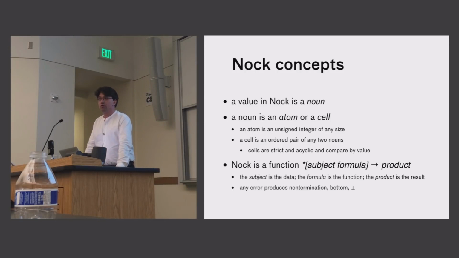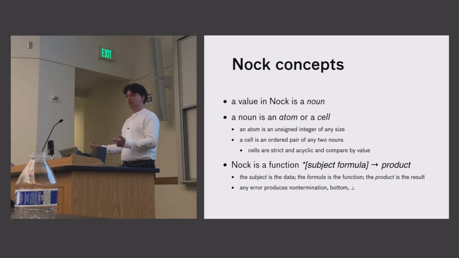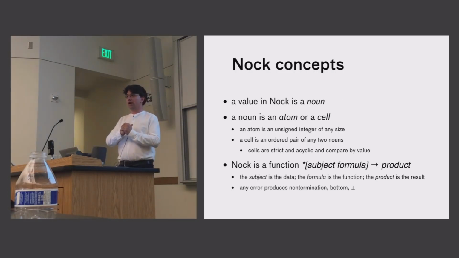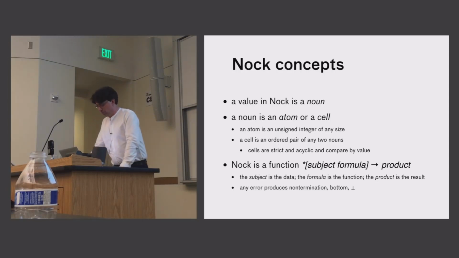Nock itself is a function from two nouns, a cell of nouns, a subject and a formula, to a product. Subject is the data. Formula is the function. A product is the result. And the way we define Nock, we define errors as non-termination. So errors are basically anything that produces bottom. Obviously, we don't do that in practice, but that's how we define the function.